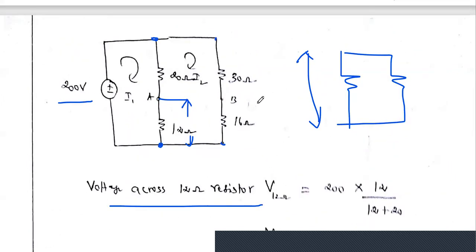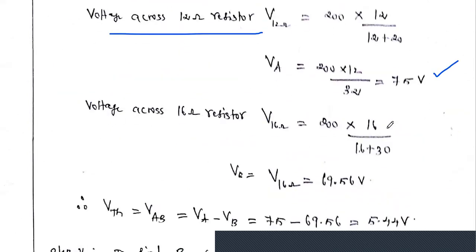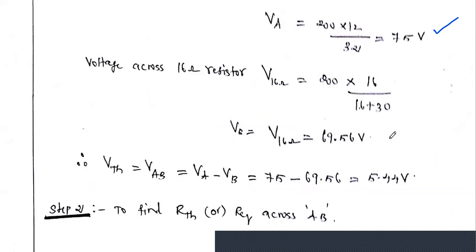Similarly, if we want to find the voltage across this 16 ohm resistor, this is nothing but VB. In order to find VB, we again use the voltage division theorem for this 30 ohm and 16 ohm resistor branch. The voltage across this total branch is again 200. So the voltage across the 16 ohm resistor is 200 into 16 divided by 16 plus 30. The answer is 69.56 volt.